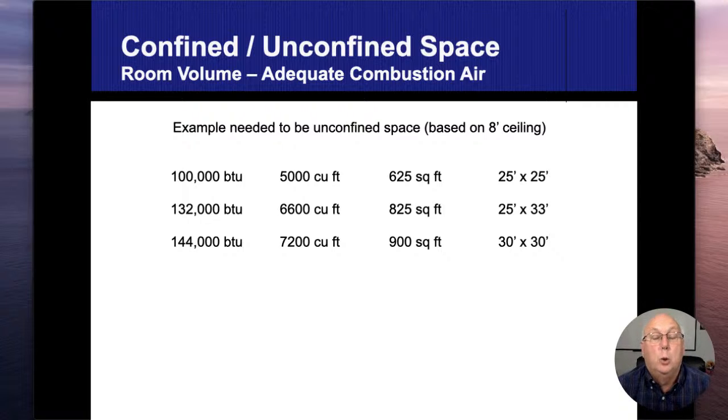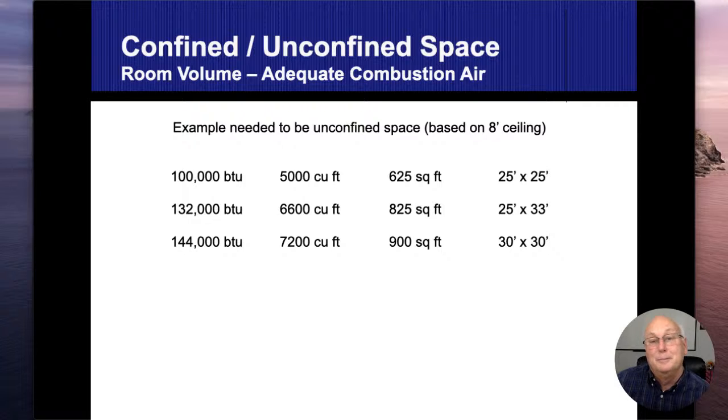It depends on the total amount of BTUs that's being used in that room. So if it's 100,000 BTUs, we need 5,000 cubic feet. In other words, 25 by 25 feet, based on an 8-foot ceiling. All right. The more BTUs, the bigger the room is.